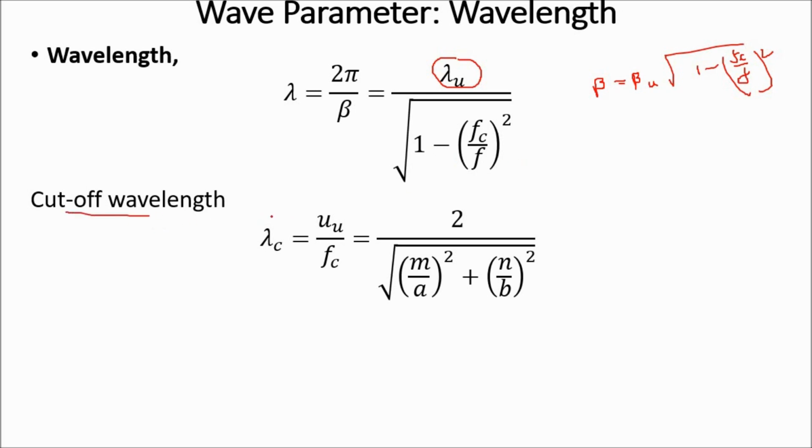The cutoff wavelength is the wavelength at the cutoff frequency. At the cutoff frequency the signals will not propagate, but sometimes we might need to know the wavelength for this. So it is u over fc, and you can find this expression.